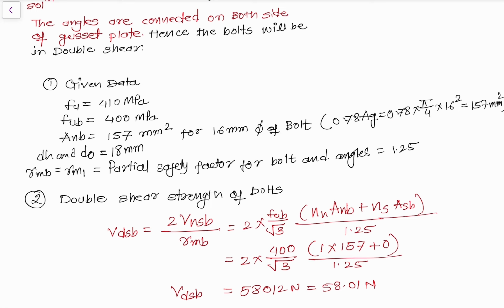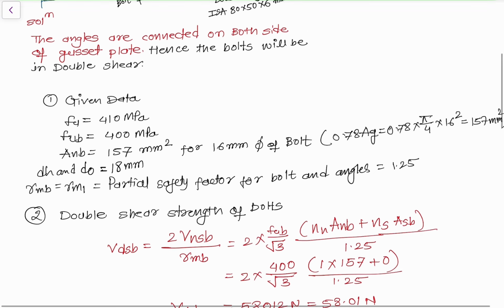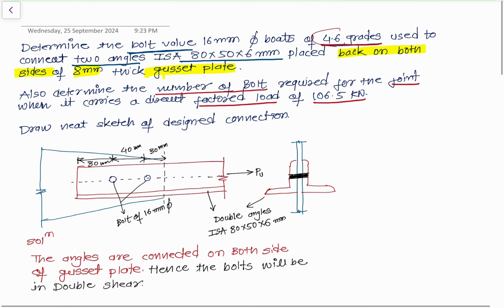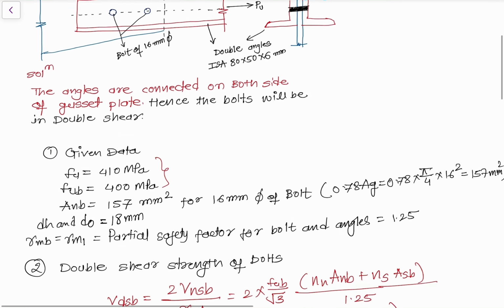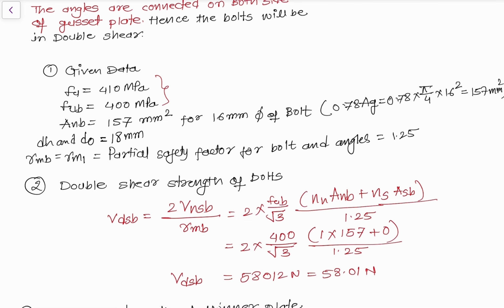Now you might be wondering how this Fub is calculated. You can watch my lecture number 1 and lecture number 2, because all these values are calculated with respect to this 4.6 grade. Understand? After this, you need to understand the d_h and d_o. You can see the bolt is 16 mm diameter, so the diameter of the hole will be 16 plus 2, which becomes 18 mm. The partial safety factor for the bolt and angles is 1.25, which is our standard value. So this is the basic data we have.